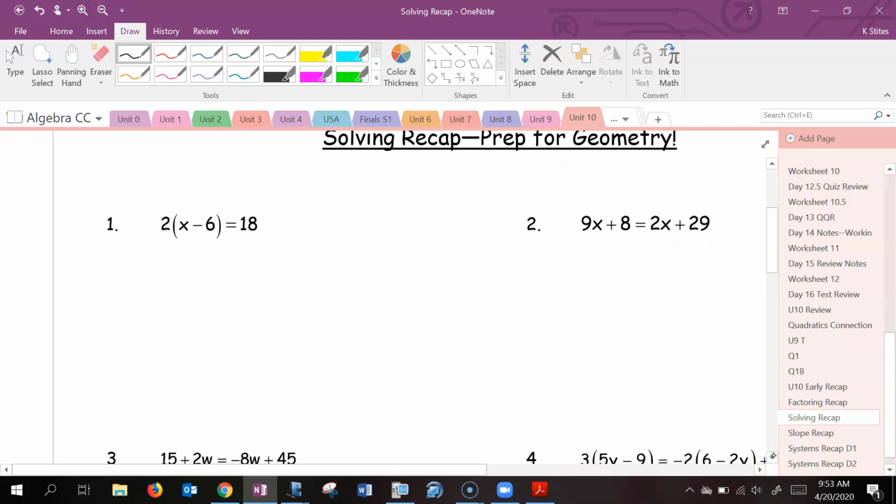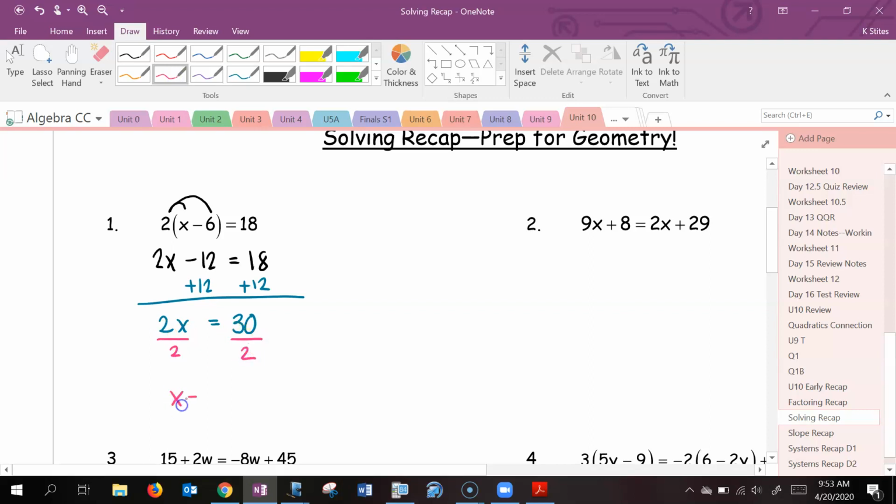The first thing we would do in this problem is go ahead and distribute, and that will be a 2x minus 12 equals 18, and then remember we'll divide last, so next we'll have to add our 12 over, and 18 plus 12 is 30, and then our final step would be to divide by 2. And you should get a 15. Okay, so just some old school solving, nothing too crazy.